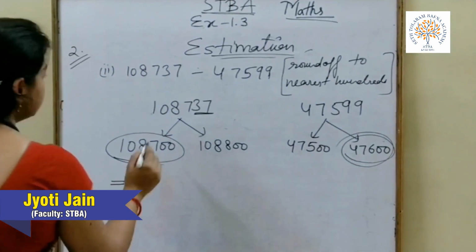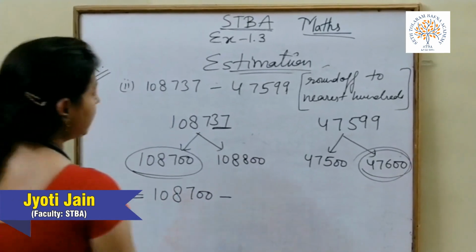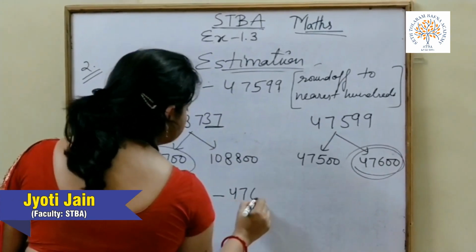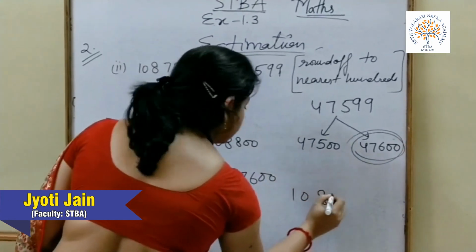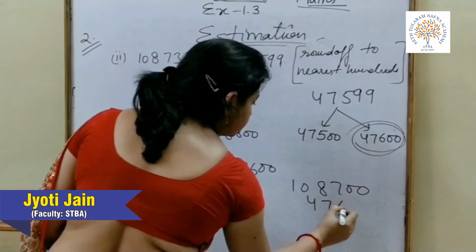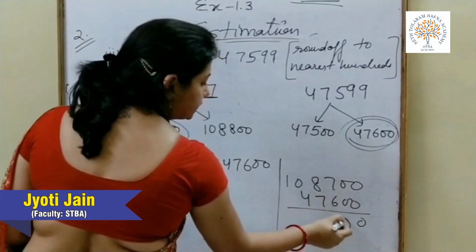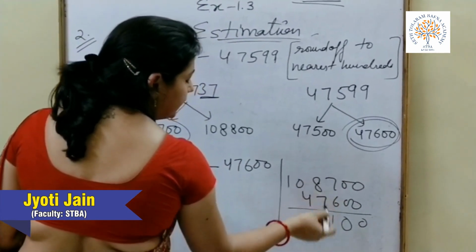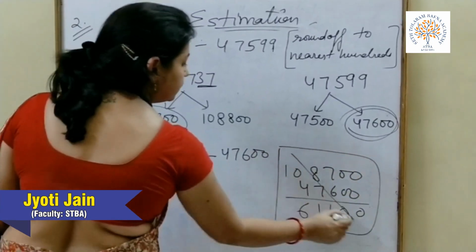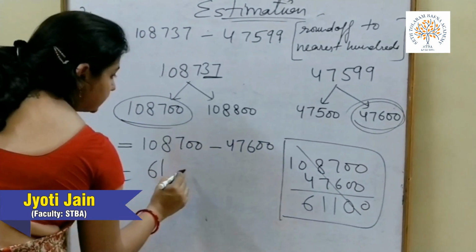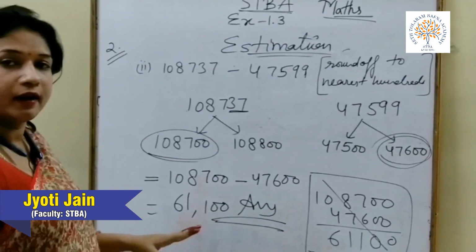So now see this. The estimated values are 1,08,700 minus 47,600. I am writing 1,08,700 and 47,600 here. This is the rough work. So 0 minus 0 is 0, 0 minus 0 is 0, 7 minus 6 is 1, 8 minus 7 is 1, and then 10 minus 4 is 6. So this is our rough work. This value will be 61,100. This is our final answer.